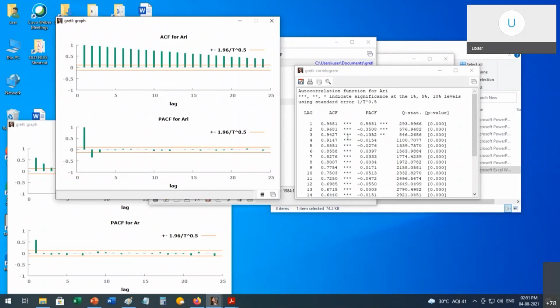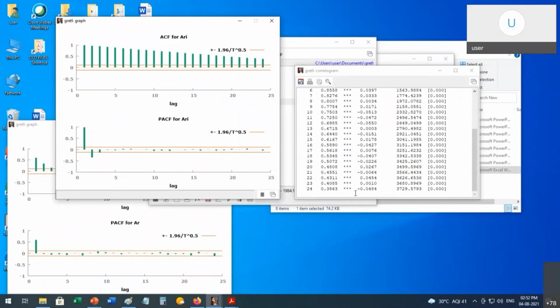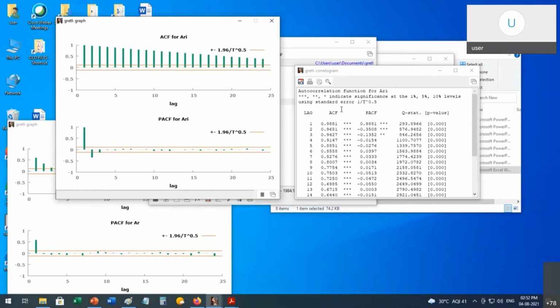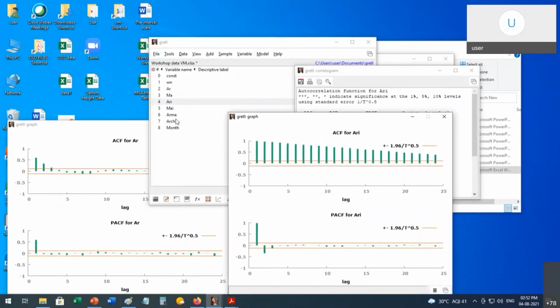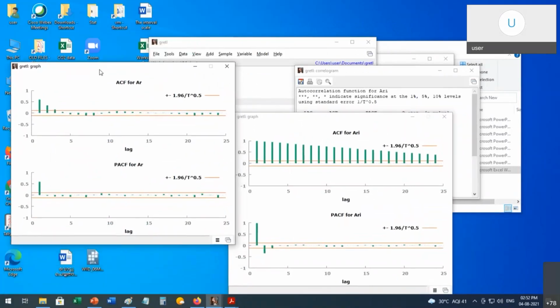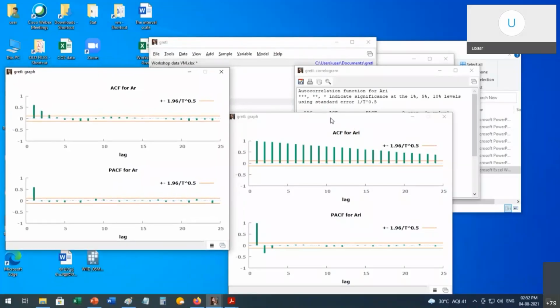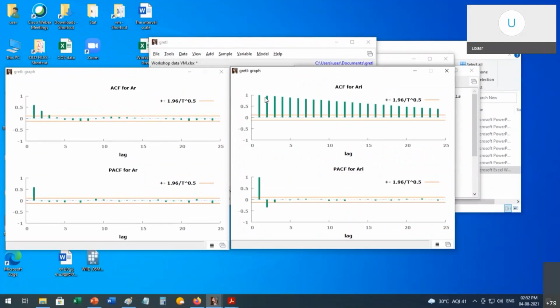So here the ACF, even after 24 lags, is not becoming 0 statistically. So we can compare these two cases. In both cases, we have significant spikes. Here, the spikes are not decaying fast, but here the spikes are decaying. Here the ACF is fast decaying. Here the ACF is not decaying fast. So the first one is a stationary case. The second one is a non-stationary case.